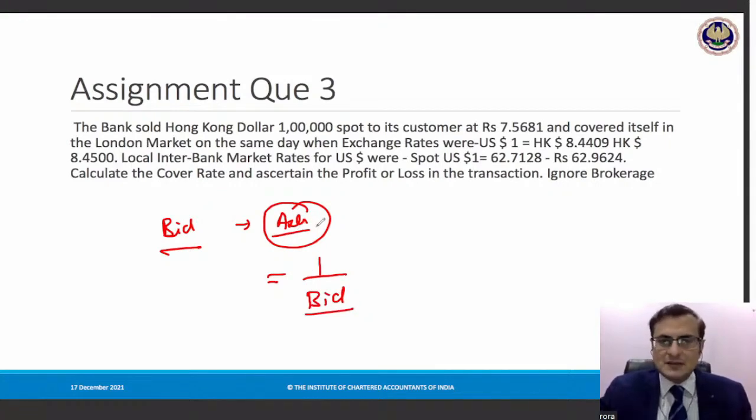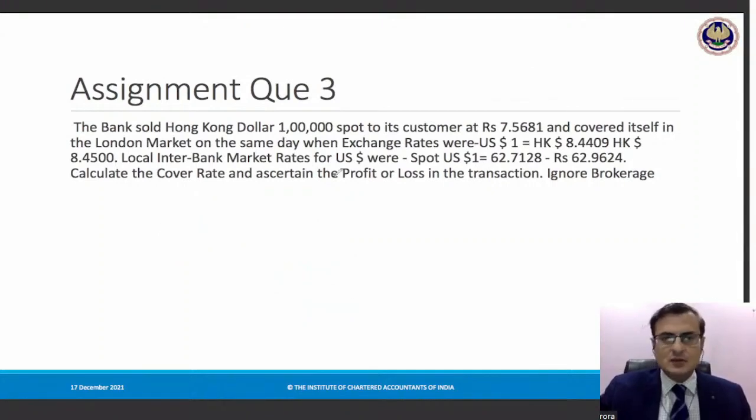So what I did was ask was there, so I applied the 1 by bid. I hope you would have understood this concept. Even if not, you don't need to worry. Take those things out of your subconscious mind that I could not understand this point. From assignment question number 4, you'll start understanding each and everything.